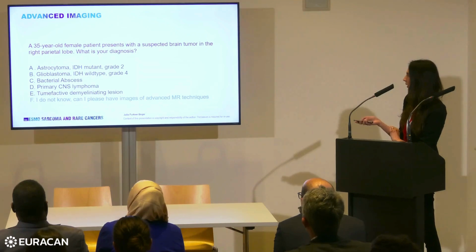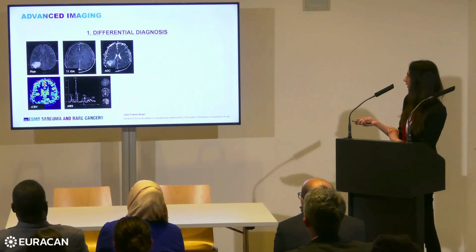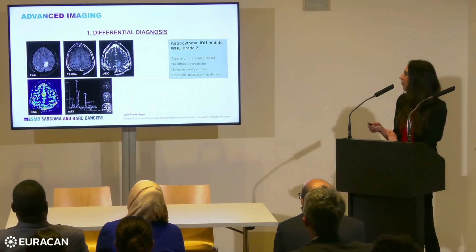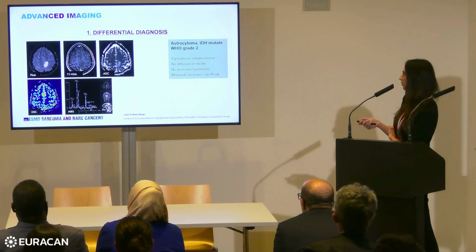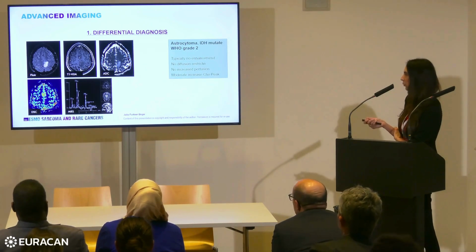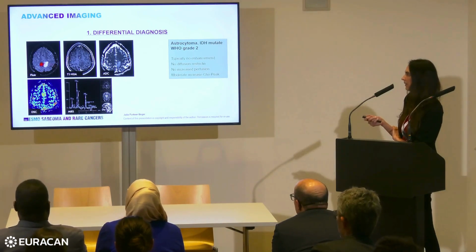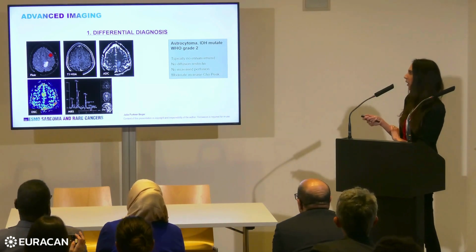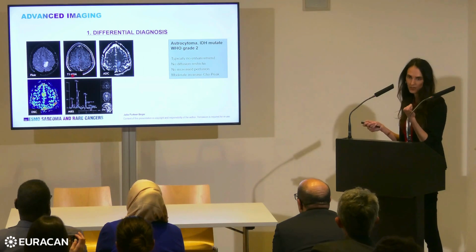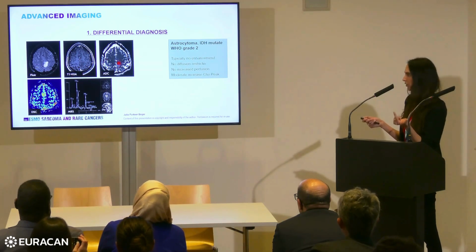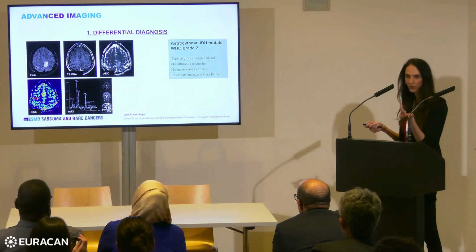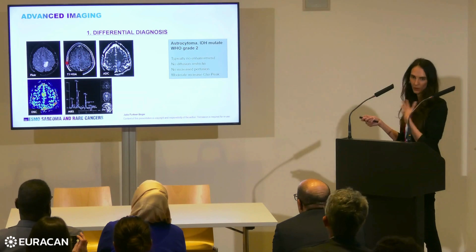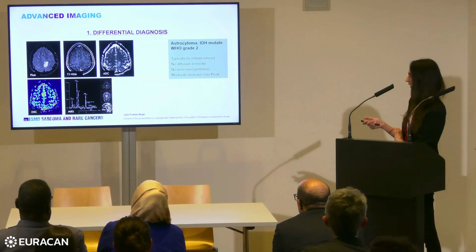So when we go further, let us look at the differential diagnosis. When it comes to an astrocytoma IDH mutant grade 2, we typically have a hyperintense FLAIR signal at the periphery and hypointense in the center. We usually do not have contrast enhancement and no diffusion restriction. We have no increased perfusion, so that would fit. But it is suspicious that in our case there was a contrast enhancement here.